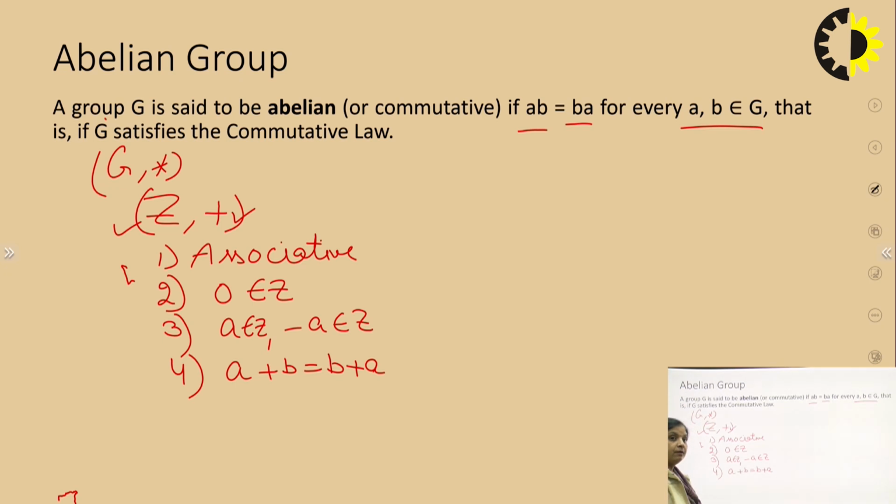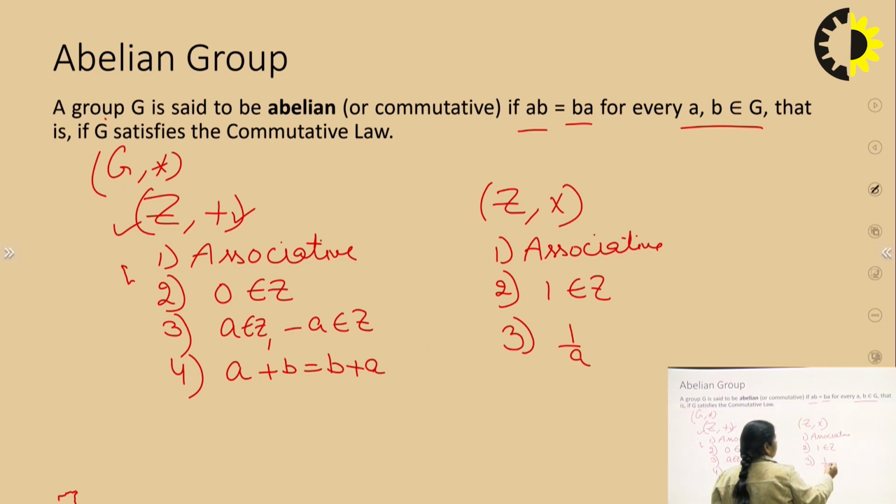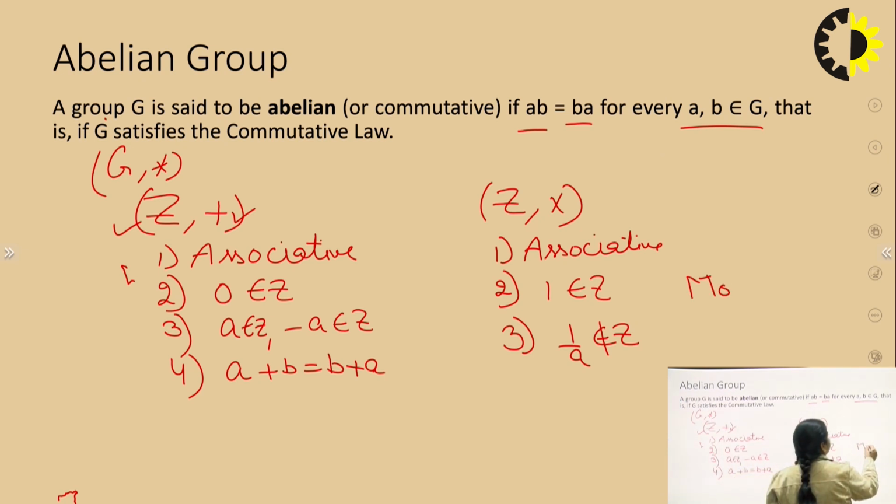And if we talk about Z with multiplication, we have already seen it is associative. It follows the associative property. It is having the identity element 1, but it is not having inverse. 1 by A doesn't belong to Z. Inverse element doesn't belong to Z. So it is only a monoid. So this way we can check what our set forms with the operation.